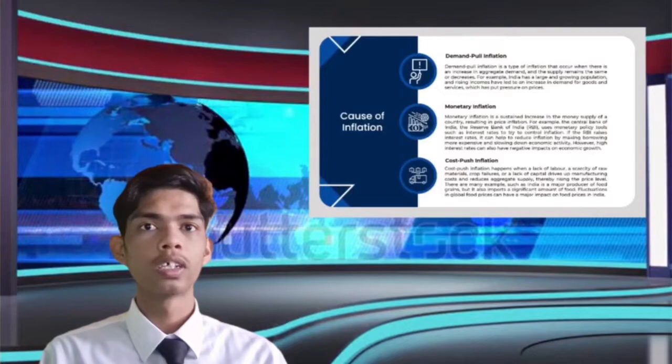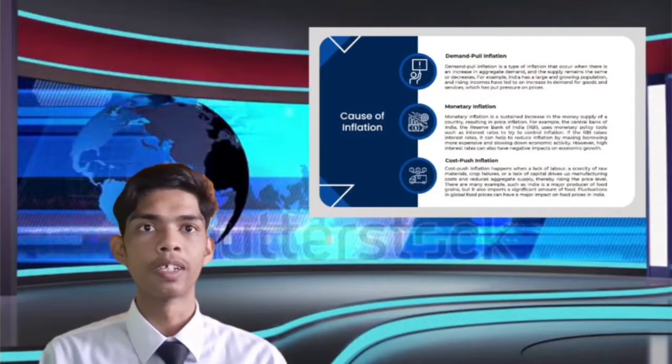Next, we go to the causes of inflation. In this part, we have 3 causes. First, demand-pull inflation. Demand-pull inflation is a type of inflation that occurs when there is an increase in aggregate demand and the supply remains the same or decreases. For example, India has a large and growing population, and rising income has led to an increase in demand for goods and services, which has put pressure on prices.